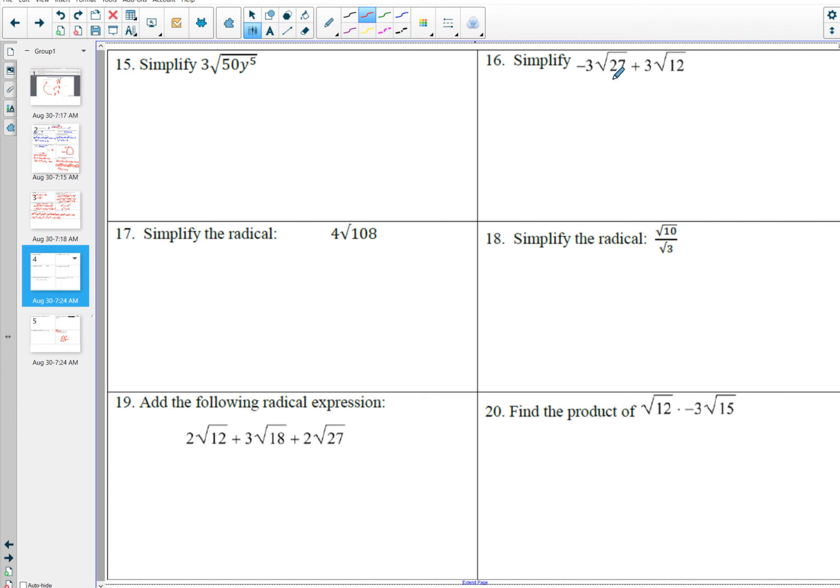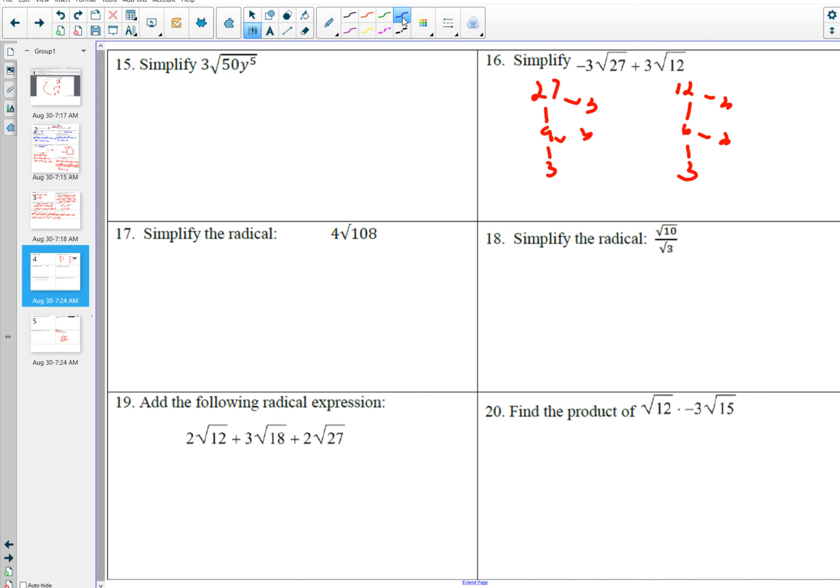For 16, we're adding. In order to add, the radicals have to be the same. They're not the same, so I need a tree. 27 is 3 3s. 12 is a 2 and a 3. So in each of these cases, a 3 gets left behind. I have a negative 3 that was already on the outside times a 3 I brought out, which is negative 9. I keep the square root of 3. On the next one, I brought a 2 out. There was a 3 there already, so that becomes a 6 square root of 3. Now I can add them. What is negative 9 plus 6? So I end up with negative 3 square root of 3.